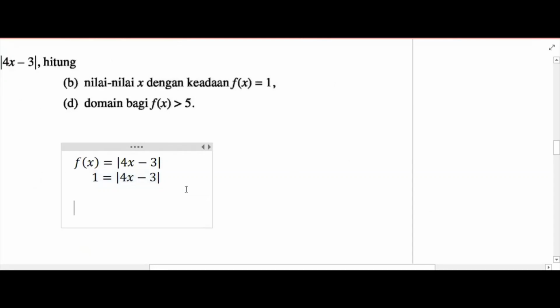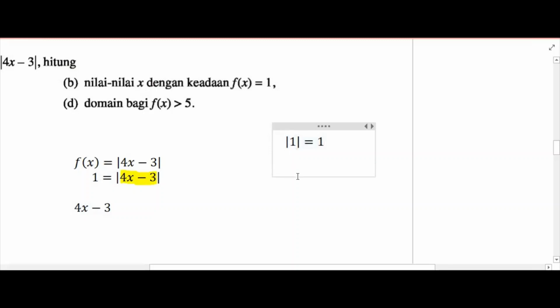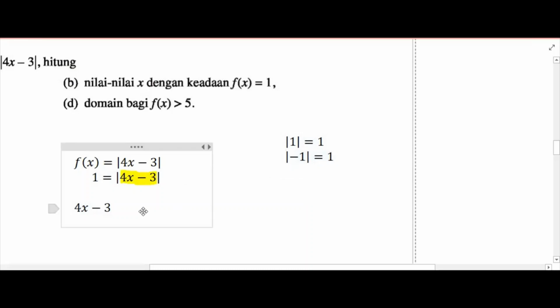But how to open? Take note. 4x minus 3 is equals to 1. So means that yang dalam modulus ini mungkin positif 1, mungkin negatif 1. Correct? Because modulus 1 is 1. Modulus -1 also 1. Okay, so kamu kena tukar, kamu buka bracket ini, kamu cakap yang dalam ini boleh positif 1 ataupun boleh negatif 1.